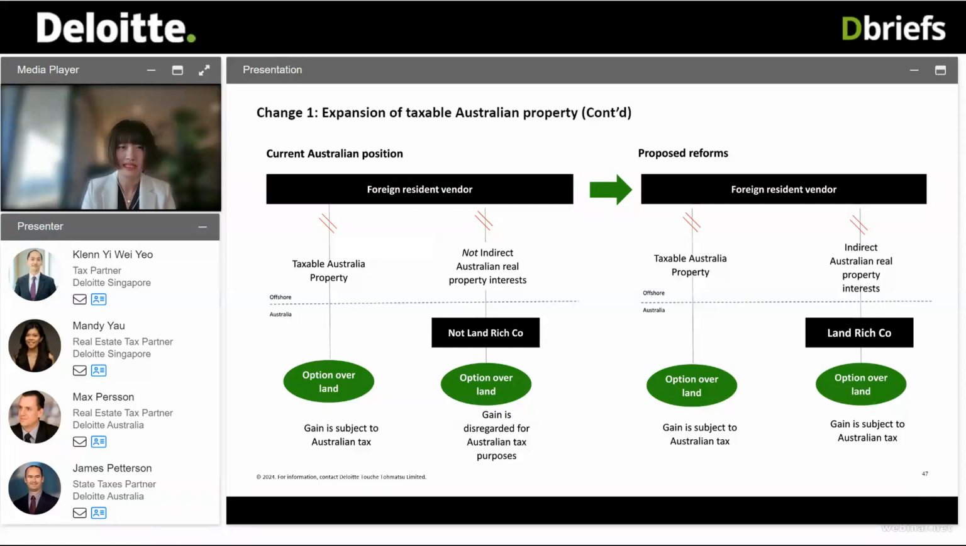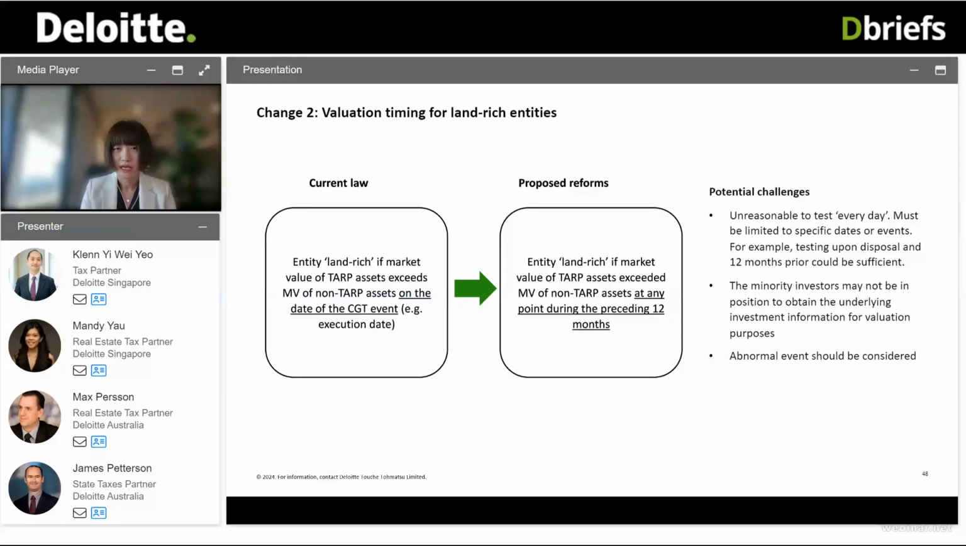Next slide, please. For the second change, an entity will be considered land rich if it was land rich at any point of time during the preceding 12 months, rather than assessing at the time of disposal, being the contract date, under the current law. This proposed change could introduce several practical challenges.